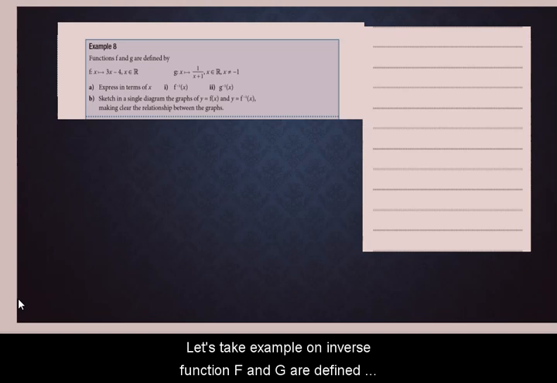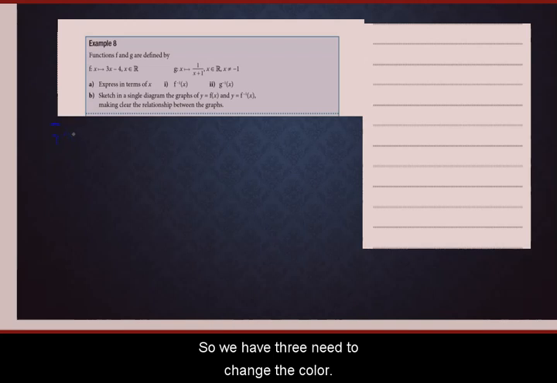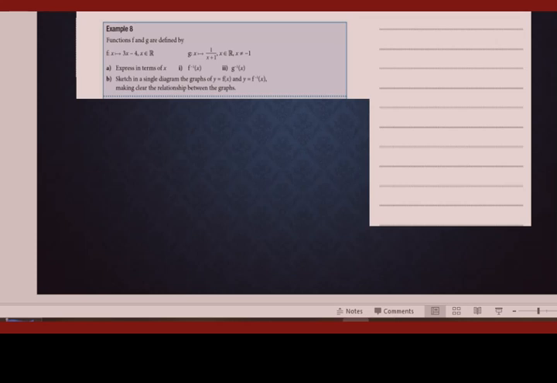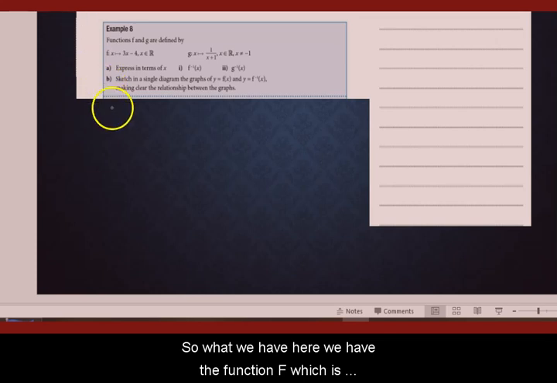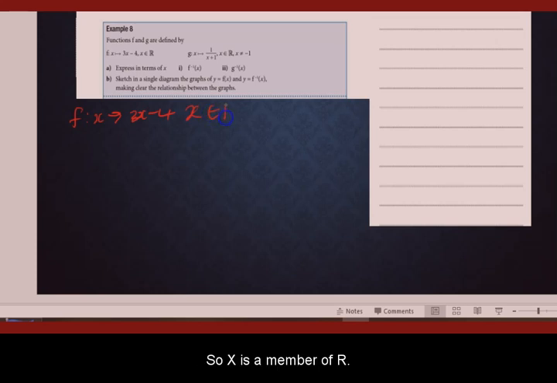Let's take an example on inverse. Functions f and g are defined as f of x given as 3x minus 4, where x is a real number, so x is a member of R.